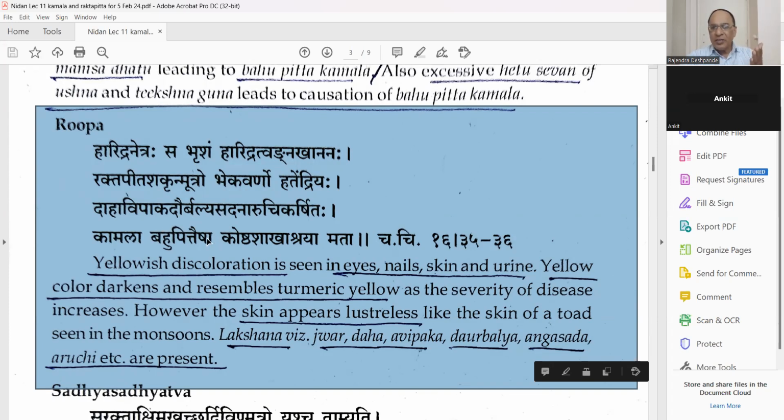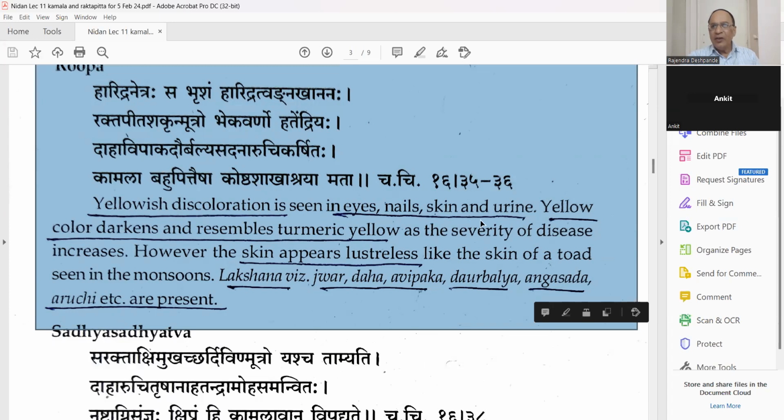Kamala bahupitta esham post shaka shreyamata. Yellow discoloration of the eyes, nails, skin and urine. Yellow color darkens and resembles turmeric yellow. Severity of the disease increases. Bilirubin starts increasing. However, the skin appears lusterless, like the skin of a toad seen in the monsoon. Similar type, very dry, a toad skin. It is called a toad skin.